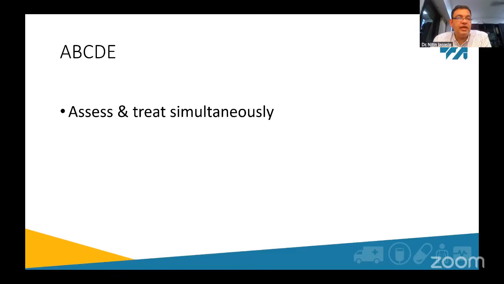So if there is any exsanguinating, any heavy blood loss that you can spot when you see the patient for the first time, whether it's pre-hospital or within your department, is to stop that bleeding, whether that is with direct pressure, whether it is with other things. We will come to that in the next slide.